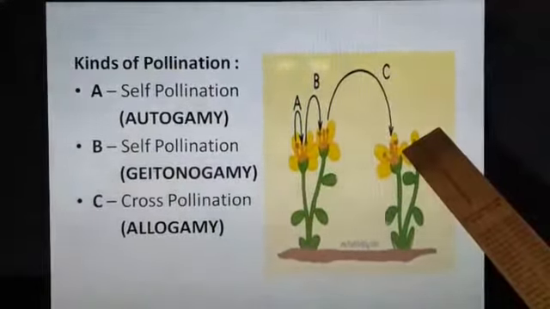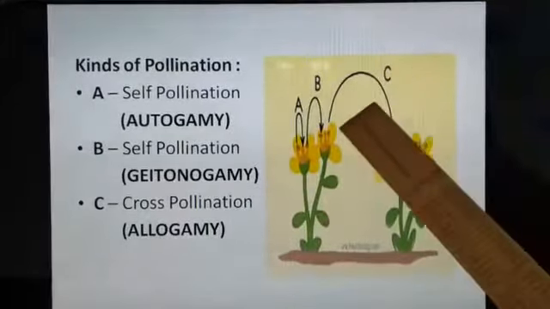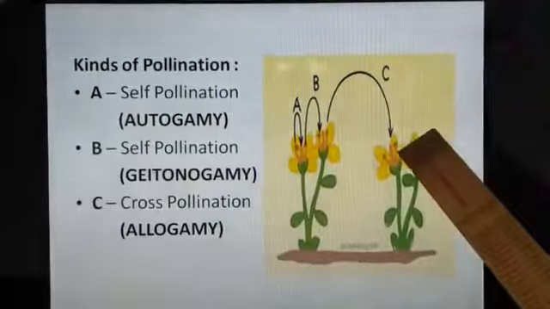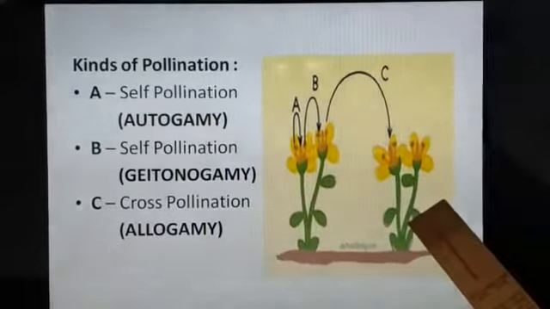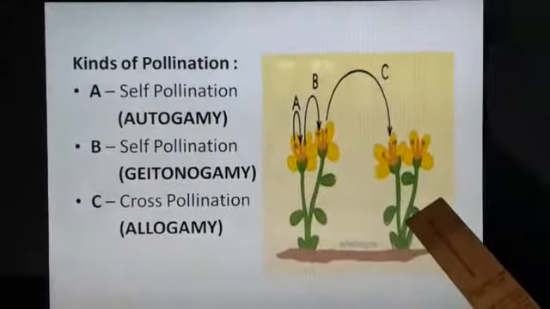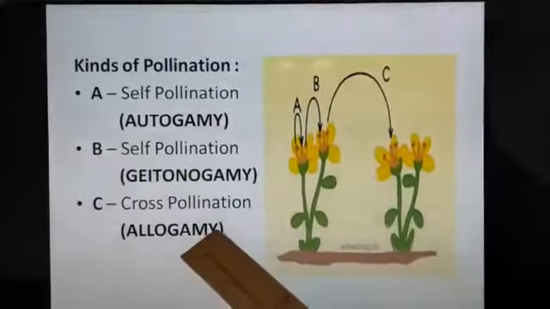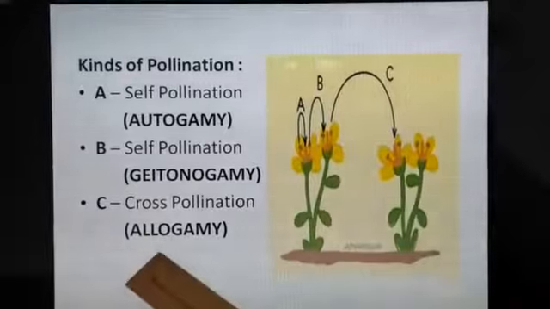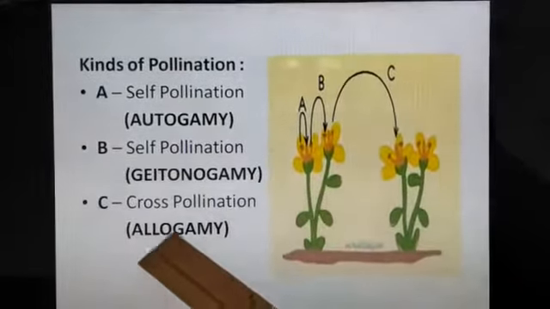C arrow shows the transfer of pollen grains from anther of a flower of one plant to stigma of a flower of a separate plant. Such a pollination is termed as cross-pollination. It is a cross between two plants. It is also scientifically called as allogamy.